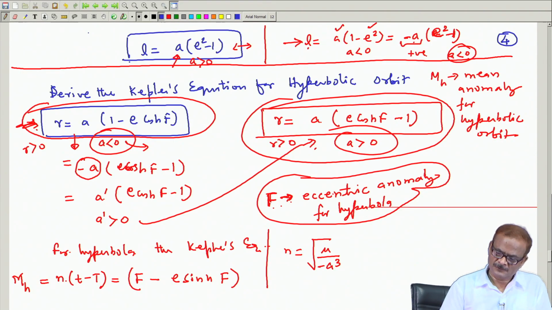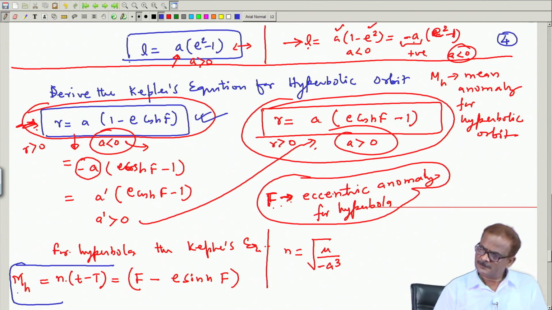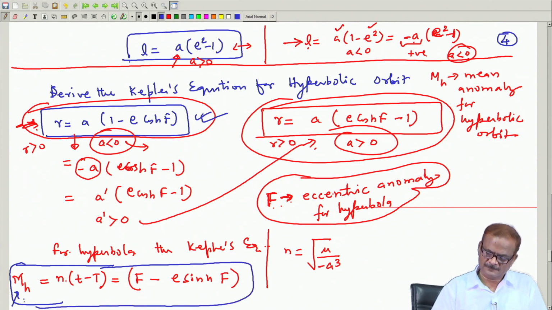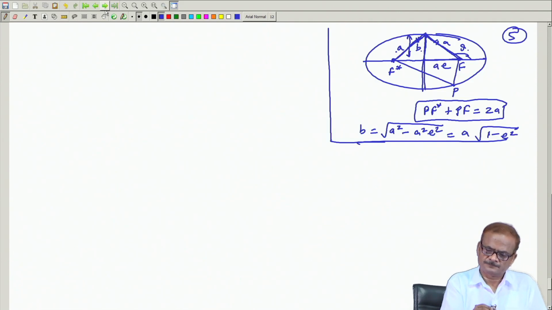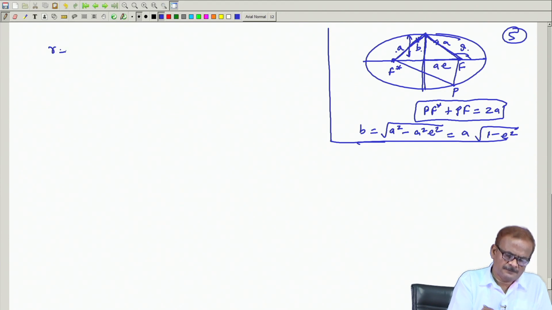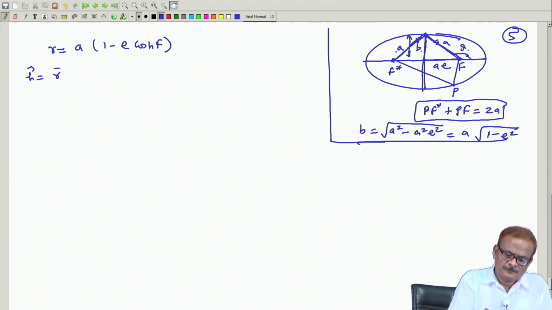So, our objective is to use this equation and prove that the mean anomaly for the hyperbolic orbit, M H, is given by this particular equation. So, we start with r equals a times 1 minus e cos hyperbolic f. This is the angular momentum per unit mass.